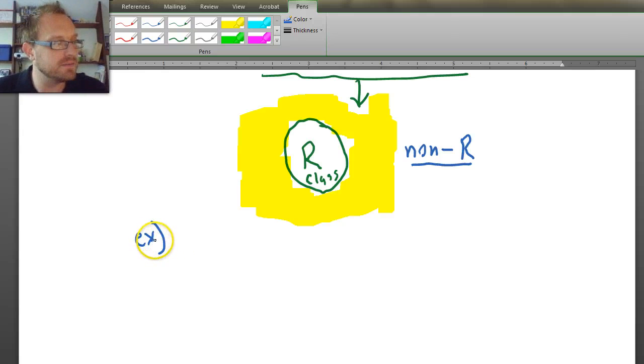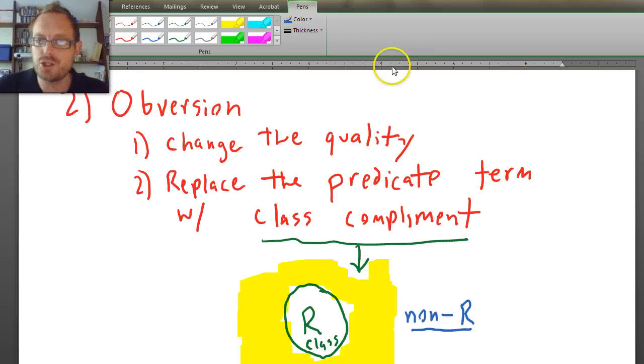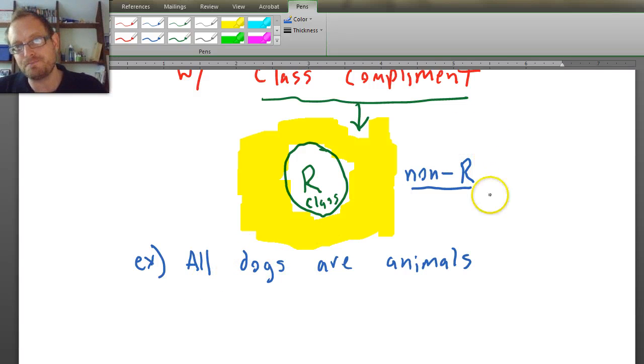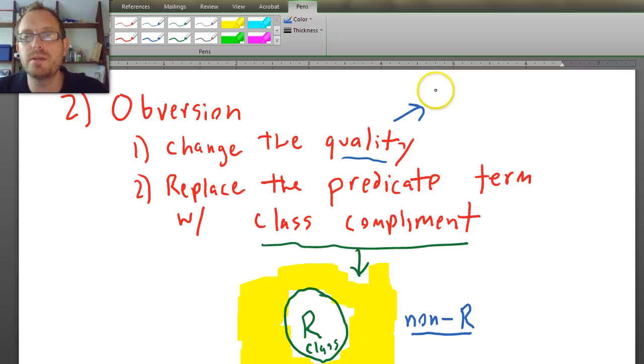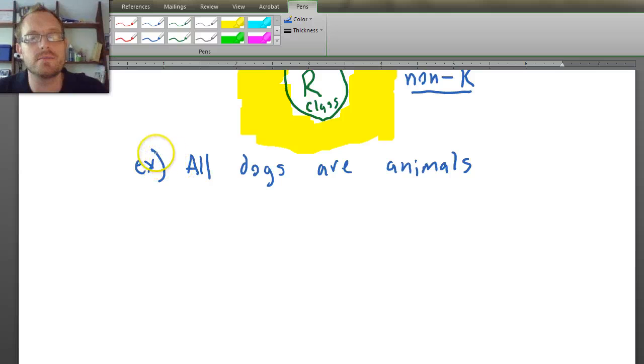Let's take an A statement, which looks like this. Let's say that all dogs are animals. So how does this work? Remember, first you have to change the quality. Now remember, this right here is the quantifier. What is the quality? The quality is either going to be affirmative or negative. So you're not changing how many, you're changing what you're trying to say.